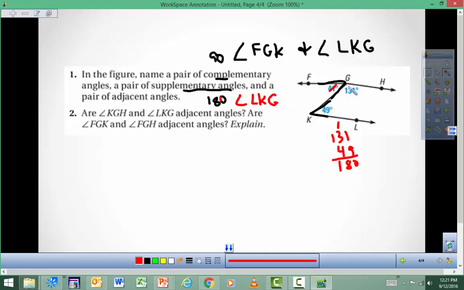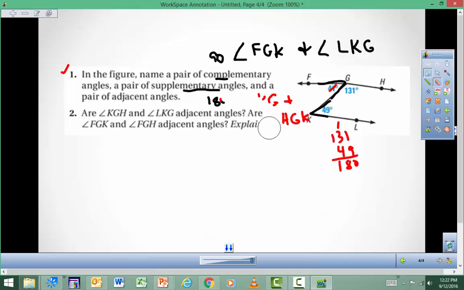And it's supplement right here. And angle HGK. Okay. Alright. So that one's pretty easy. Now we're asking to see if you know what adjacent means. Okay. So let's be careful here.